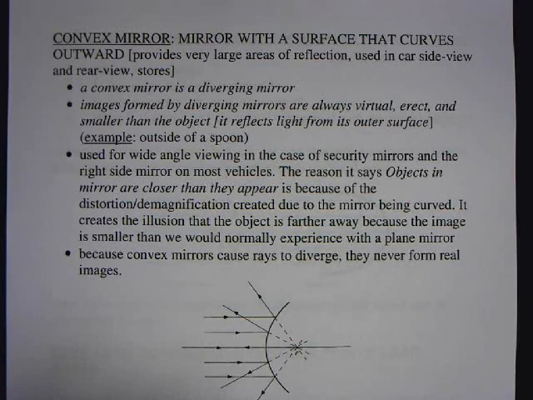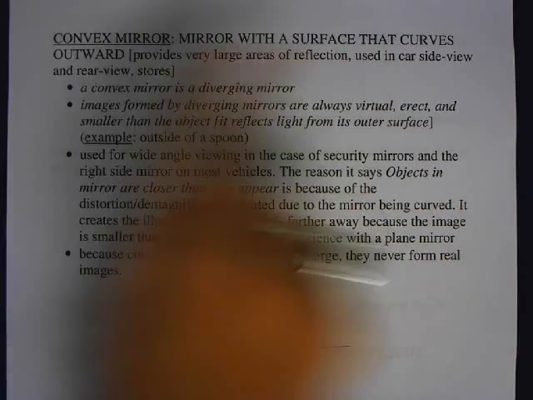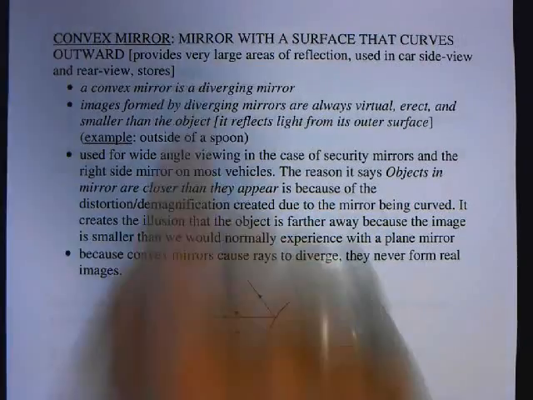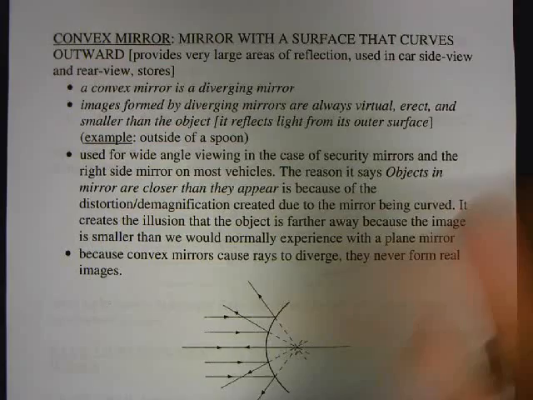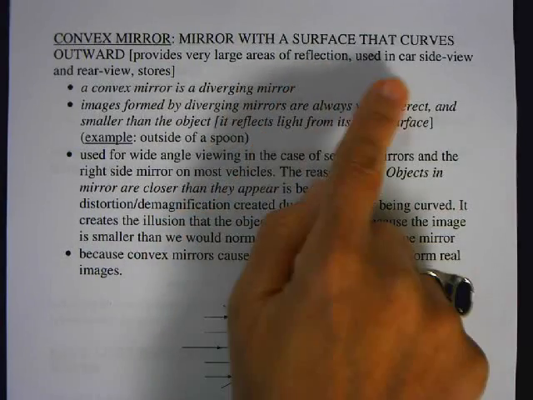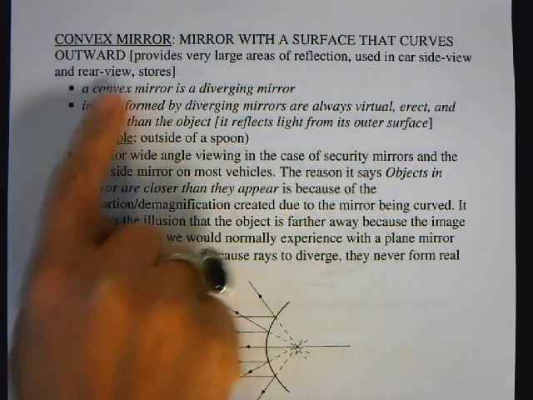Today we're going to talk about convex mirrors. So convex, a mirror with a surface that curves outward, like the one we see right here. And this type of mirror, the practical purpose is that it provides very large areas of reflection. So you're going to see these used in cars and their side view mirrors, in stores.